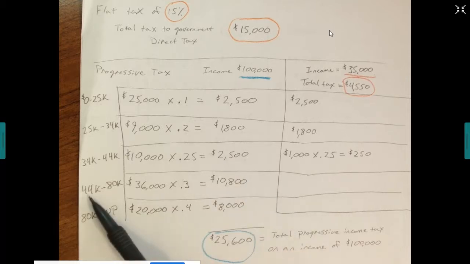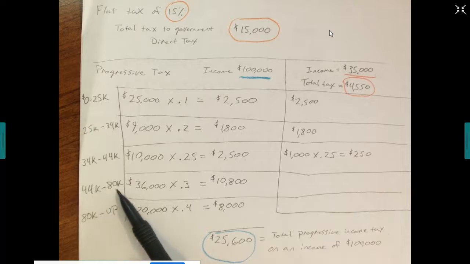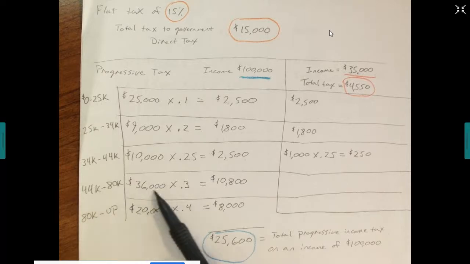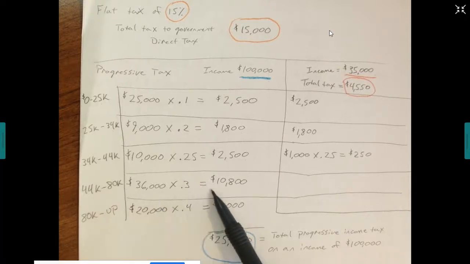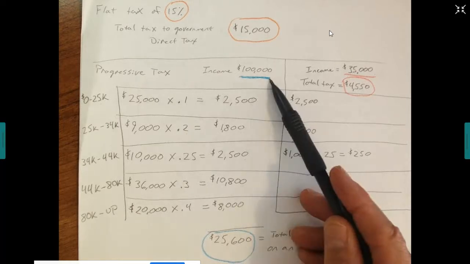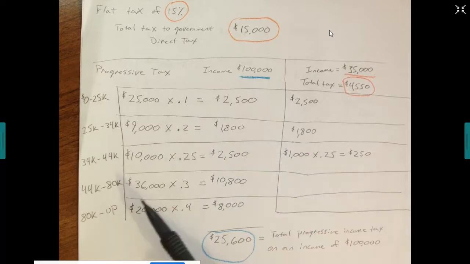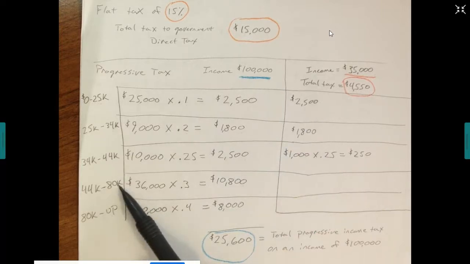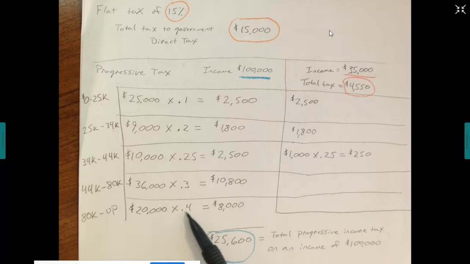So the income that exists between $44,000 and $80,000, that $36,000, that $36,000 is going to be taxed at a rate of 30%, or $10,800. Lastly, we make more than $80,000. We make $100,000. So we have already paid taxes up to the first $80,000. There is still a $20,000 amount of our income that is yet to be taxed. And that $20,000 is going to be taxed at a rate of 40%, or $8,000.